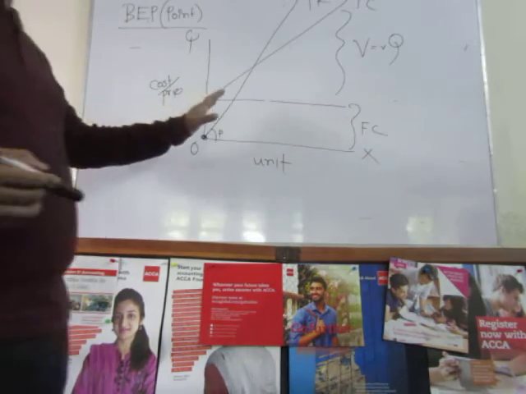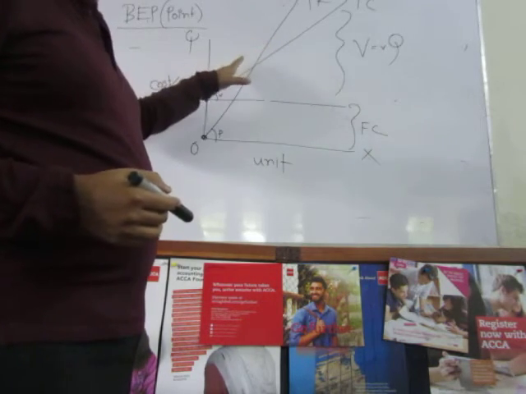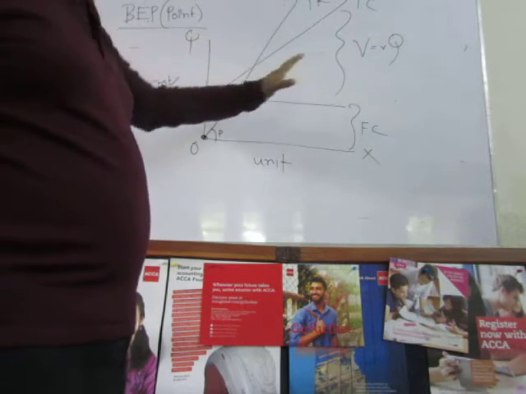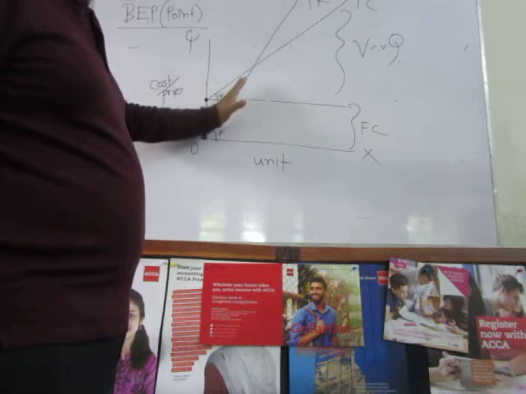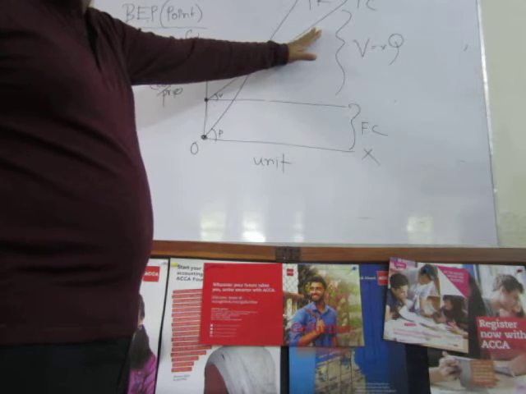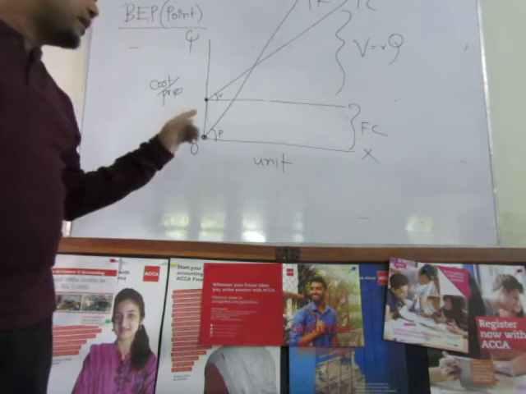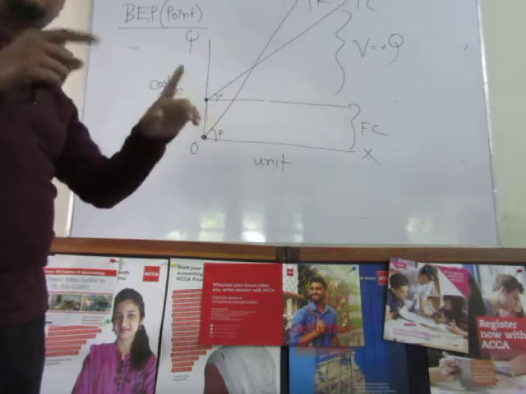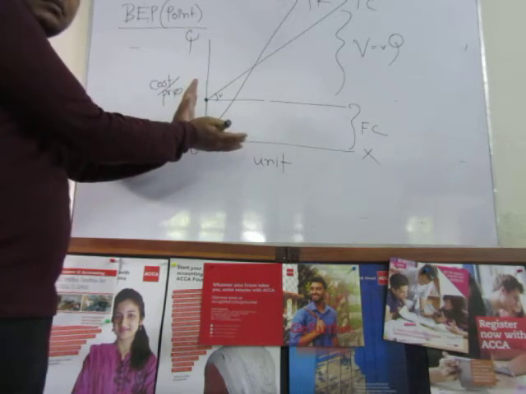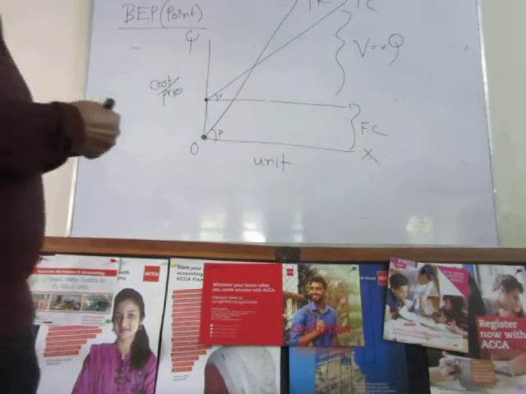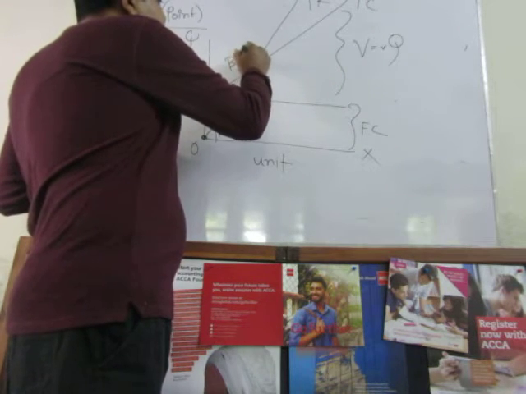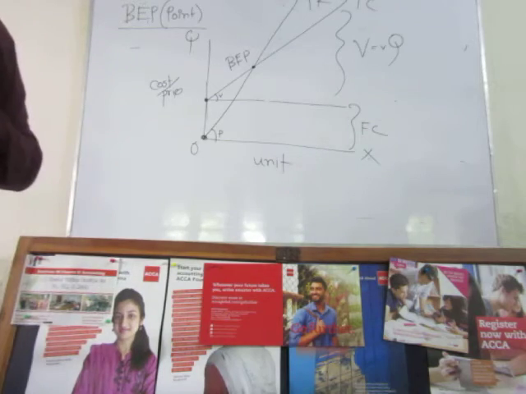Now you can ask why the line actually goes upward relative to the total cost. It may be parallel, parallel could happen. But this revenue line always goes upward relative to the total cost line. Why? Because we always try to set our selling price per unit more than our variable cost per unit. So that's why the gradient will be more. Clear? And the intersection point of these two lines is called BEP. This is called the BEP point.